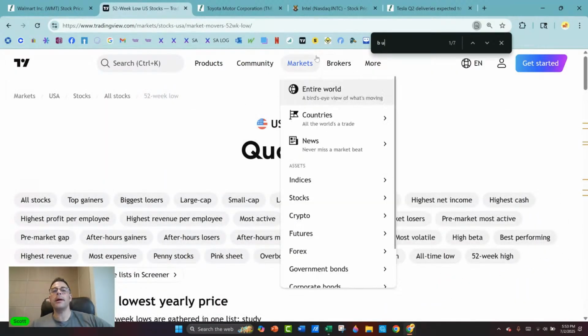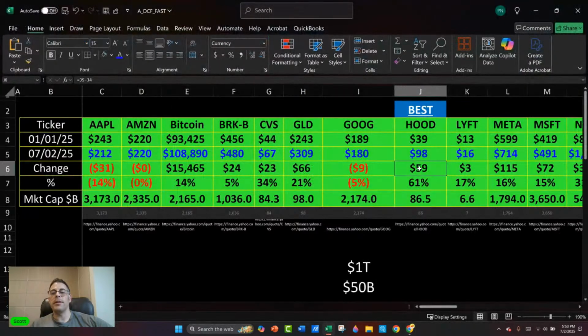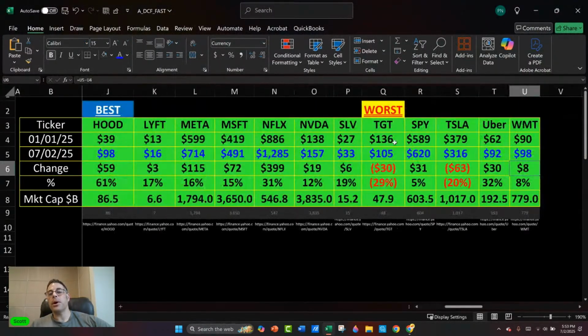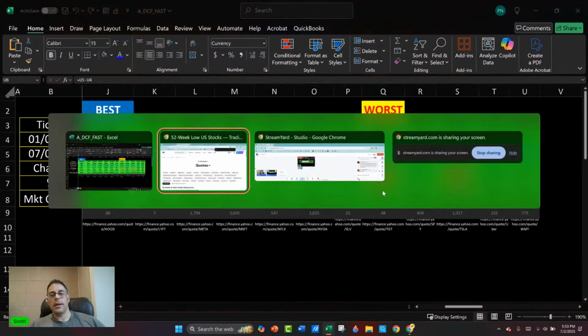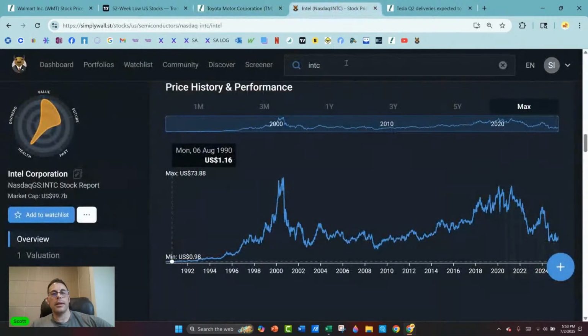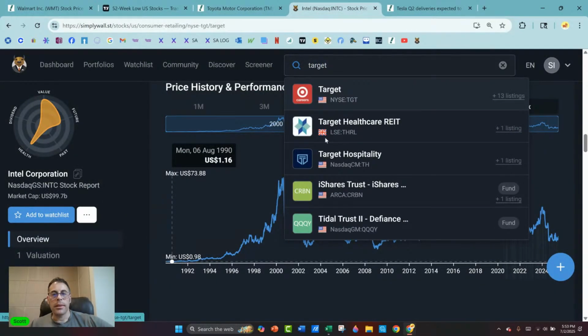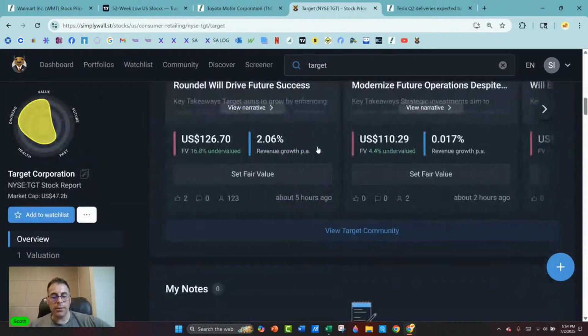Anybody tracking a stock that's at a 52-week low? I thought Target was a good one. Down 29% for the year. Let's see. I think it's like a 4-year low for Target.